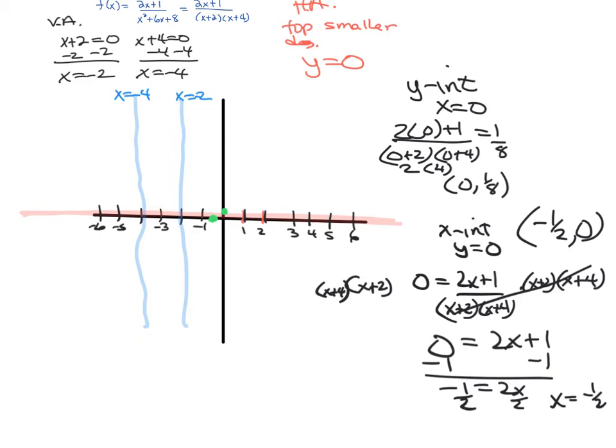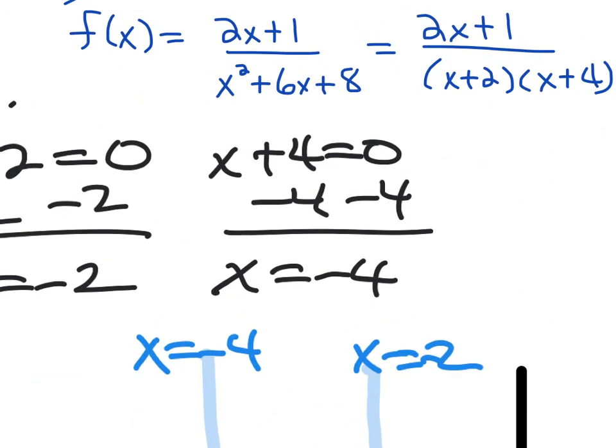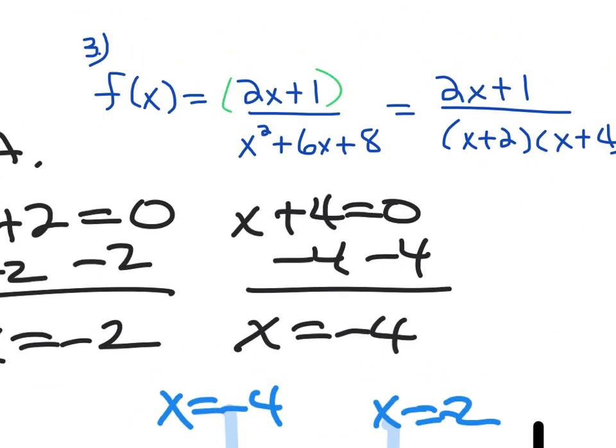Okay, so now let's go ahead and key this in our calculator to get some more order pairs. So I'm going to key in the original problem. Don't key in the factored one. So key this in, parenthesis around this with a division. So parentheses 2x plus 1 divided by parentheses x squared plus 6x plus 8. Close parentheses.